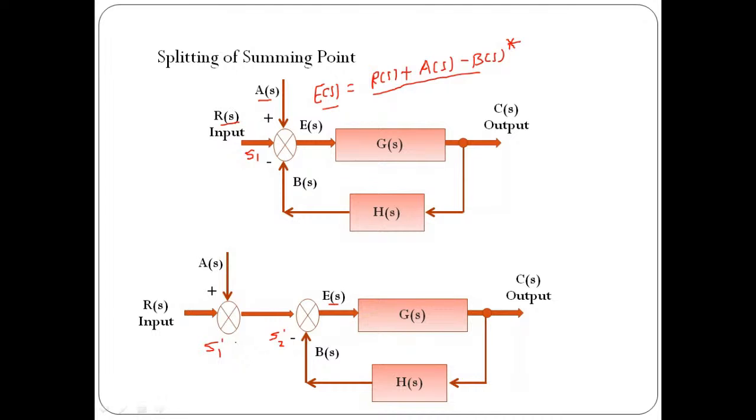So first we need to find the output of this summing point. This will be R of S plus A of S, and this is going to be input to the second summing point. So this error signal is going to be R of S plus A of S minus B of S. Now see, if you compare the value of this error signal with respect to this, both are the same. That means it is possible for us to split the summing point.